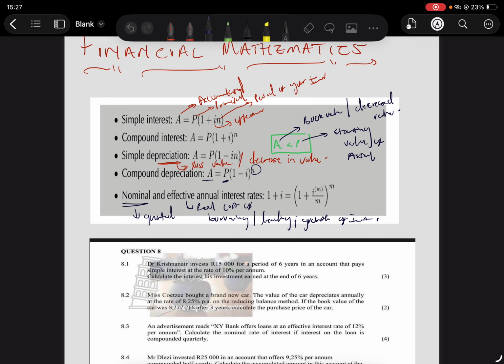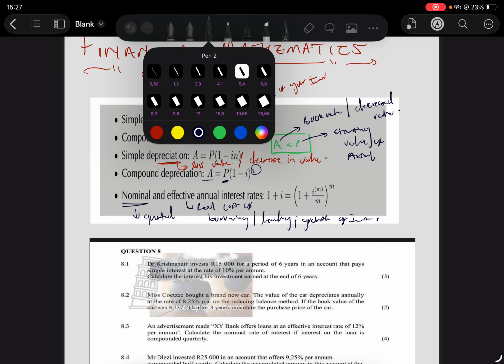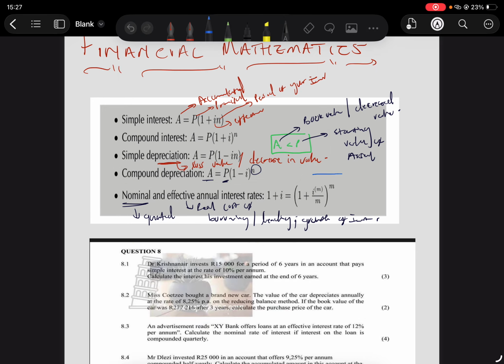Okay, with those concepts in mind and that quick revision, I want us to then start looking at the exercise. So one thing to also highlight is that we have a formula that we use to convert your nominal rate, or your quoted rate, into your effective interest rate, where m denotes the compounding period. If we are compounding annually, your m is 1.